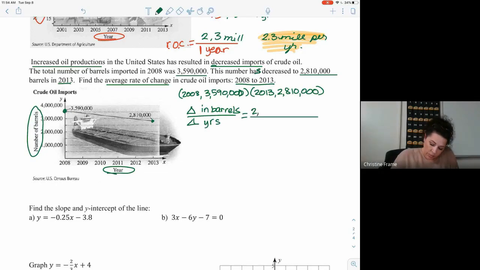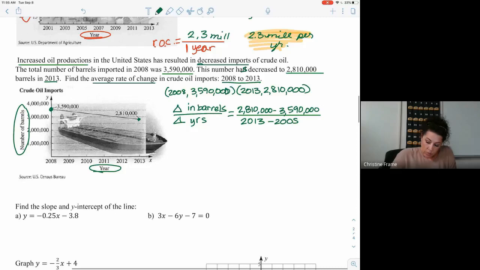So 2,810,000 minus 3,590,000 over 2013 minus 2008, which gives us this value. That's down 780,000 barrels over a 5-year span.